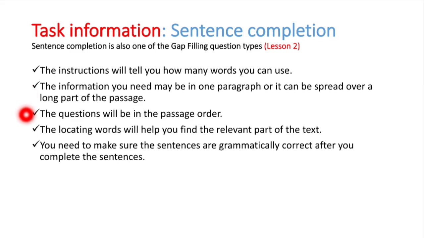And the next one says the questions will be in the passage order. So that's the positive feature of sentence completion. So you're going to have the answer of the first before the second, and the answer of the second before the third, and like this, okay? And the locating words, which means the keywords, will help you find the relevant part of the text, and you need to make sure the sentences are grammatically correct after you complete the sentence, okay? So all the time you need to have a grammar check, okay? If your sentence is incorrect after you choose the missing word, which means your answer is going to be marked as incorrect, okay?